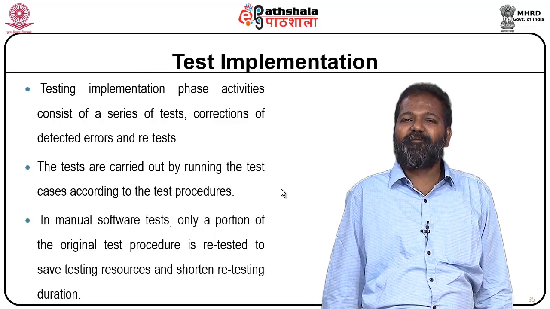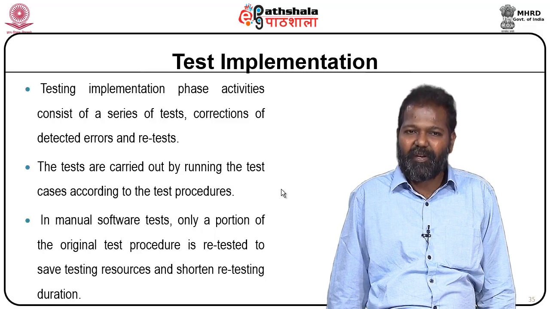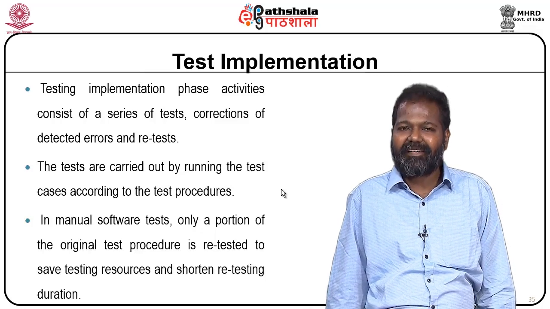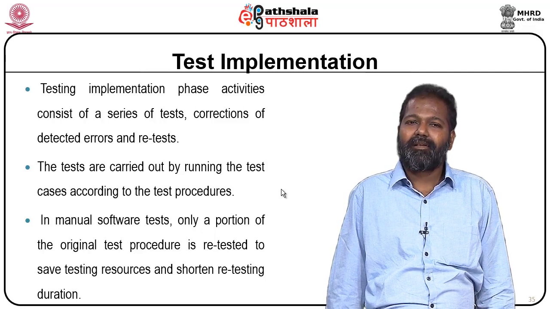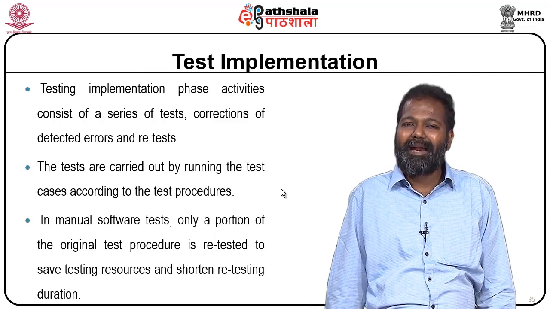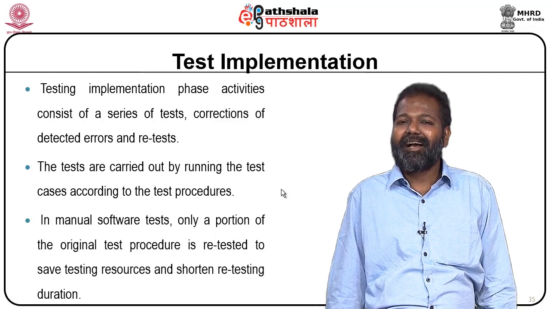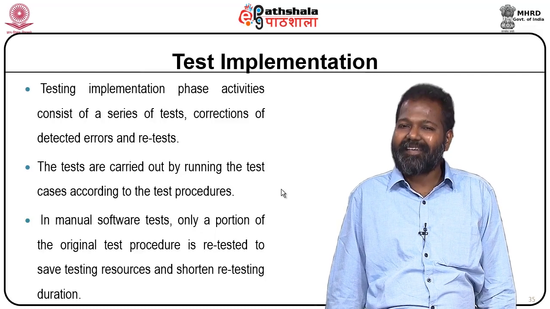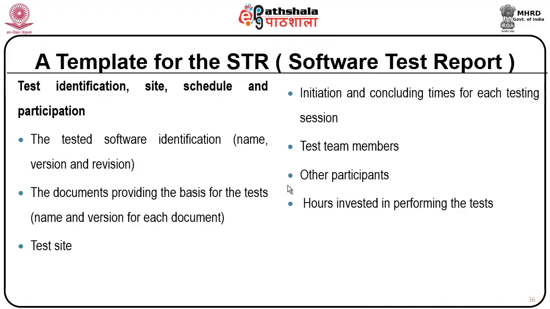Testing implementation phase activities consist of a series of tests, correction of detected errors and retests. The tests are carried out by running the test cases according to the test procedures. In manual software tests, only a portion of the original test procedure is retested to save testing resources and shorten retesting duration. Now, let us look into a template for the software test report.